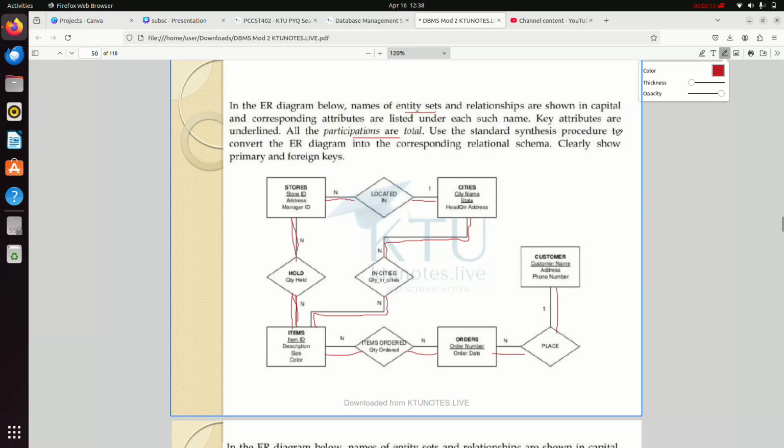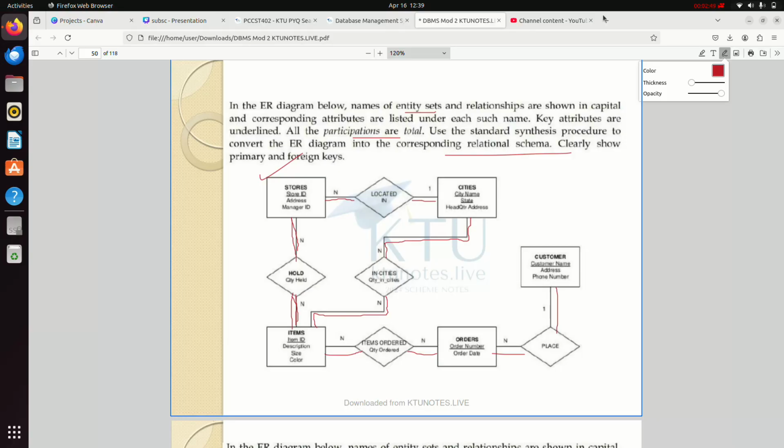Use the standard synthesis procedure to convert this ER diagram into its corresponding relational schema and clearly show the primary keys and the foreign keys. Understood? Let's see how we will do this. Here, consider store right now. Store has store ID, address, and manager ID. Fine.